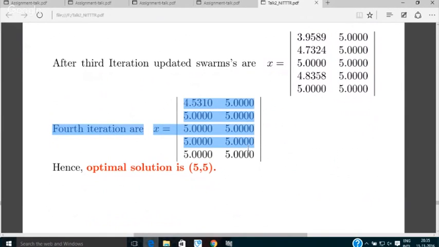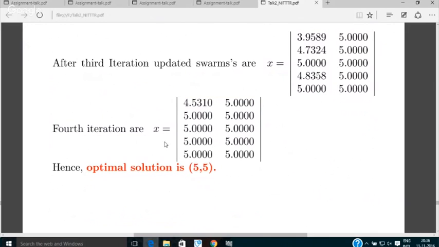It is all complete. Hence the optimal value is 5,5, because all are approximately 5,5. After that, there is no movement. After one more iteration, say the fifth iteration, the next value is 5,5, 5,5. So up to the 20th iteration, if you compute the 5th, 6th, 7th, 8th, you will get 5,5. So all the values are the same.